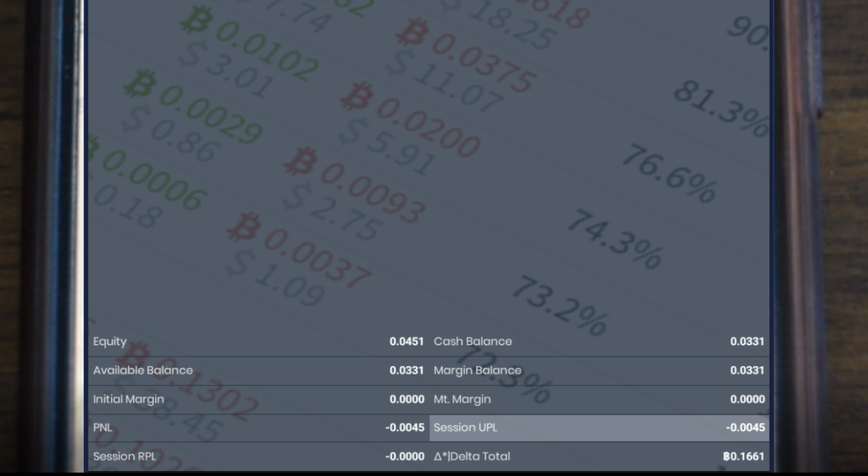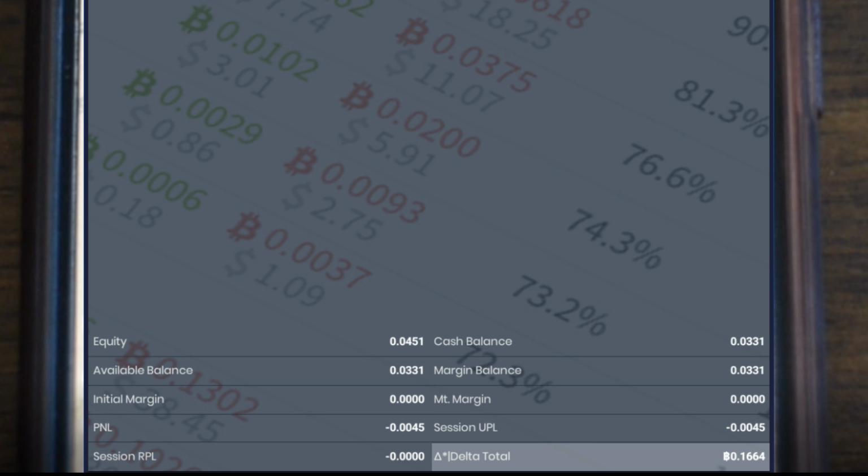The session unrealized profit and loss is the unrealized profit and loss since the last settlement, and again this can be used as margin in positions as if it was equity in your account, but cannot be withdrawn until positions are closed and the futures are settled at 0800.